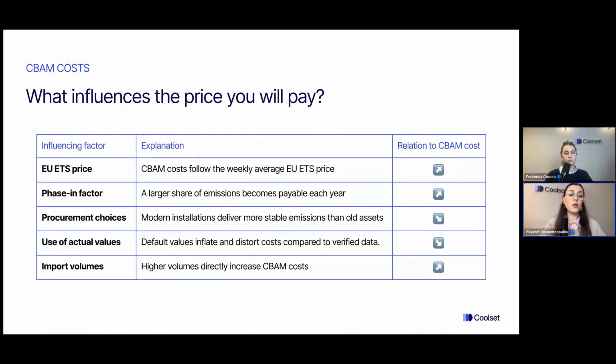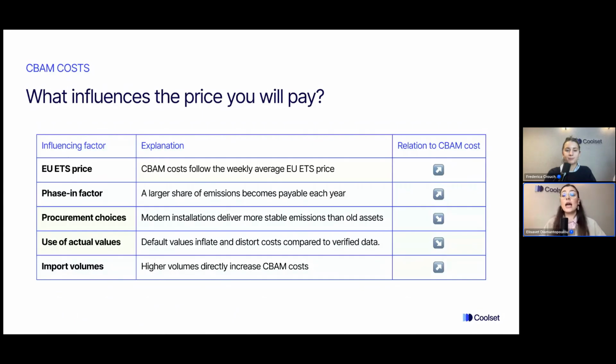First of all, the CBAM costs follow the EU ETS carbon market. So when the carbon price goes up, your CBAM costs will rise with it. Then each year after 2026, a larger share of your emissions will become payable. So the higher the share, the higher your costs. Then also your procurement choices matter, as sourcing from more modern installations will lower your carbon. Another big driver is whether you're using the supplier data or default values. The more you use default values, the higher your costs will be. And finally, everything, of course, scales with volume, but that's something that most probably you cannot impact in terms of CBAM.